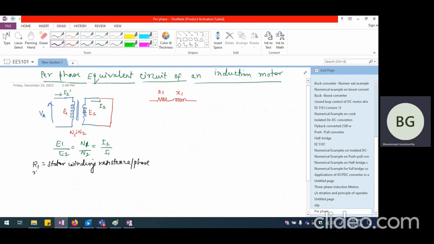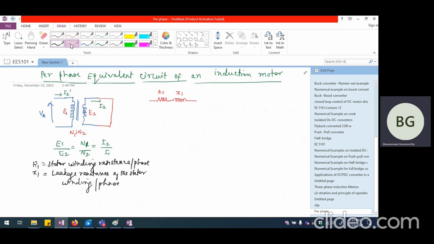And X1 is the leakage reactance of the stator winding per phase.